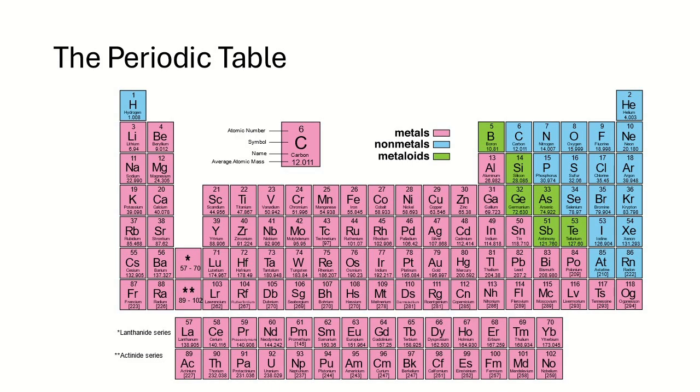The periodic table has been devised over the last couple hundred years to list all the known elements, and this gives you some information about the atomic number, the symbol, the name of the element, and then the average atomic mass. We're not going to go into all those details right here, but the idea is each of the elements has a specific symbol that goes associated with it.